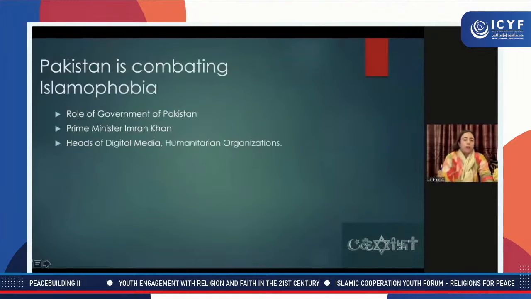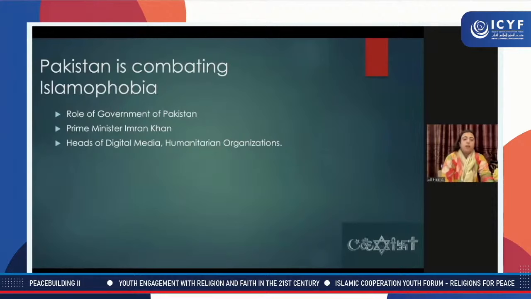Then, how my country, Pakistan, is combating Islamophobia. There is a significant role of Pakistan in combating Islamophobia. Prime Minister Imran Khan has very clearly written an official letter to the leadership of humanity worldwide: please end this fear among the people. Please teach what exactly Islam is.